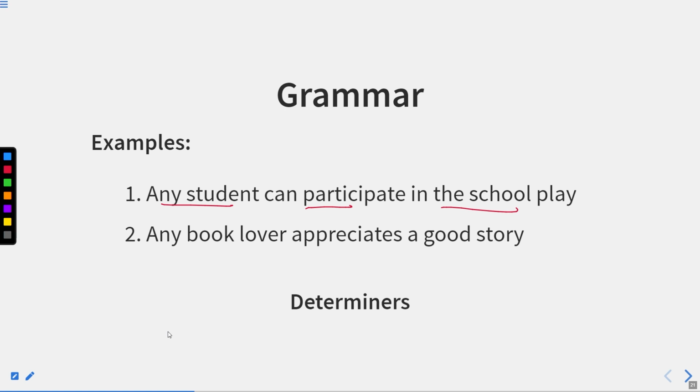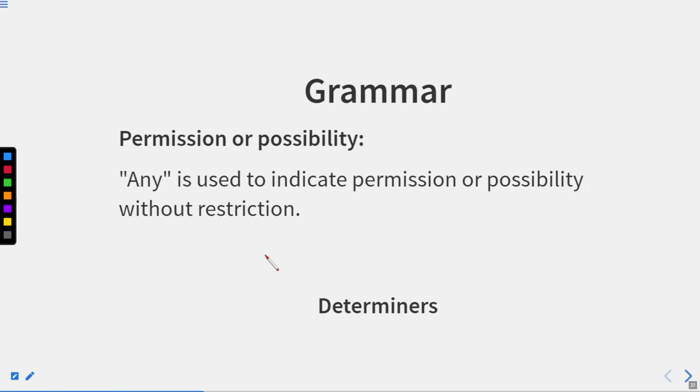Any book lover appreciates a good story. Any book lover, it means there may be a number of book lovers in this world. So any book lover, we are talking about the quality of the book lover that appreciates a good story. Any book lover will do this. It means that can be any. Now let us move to the next one.